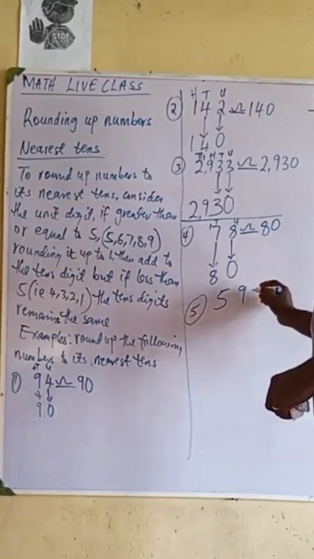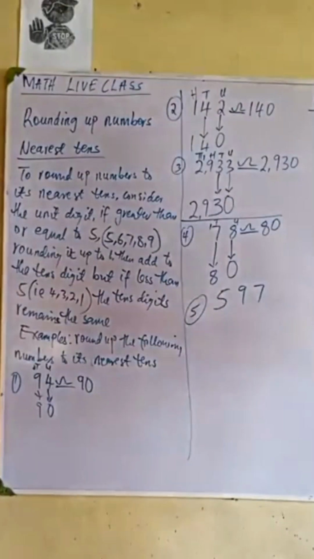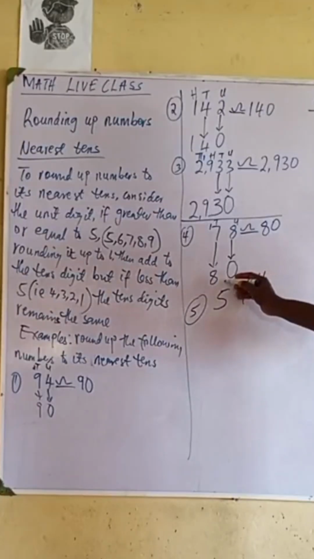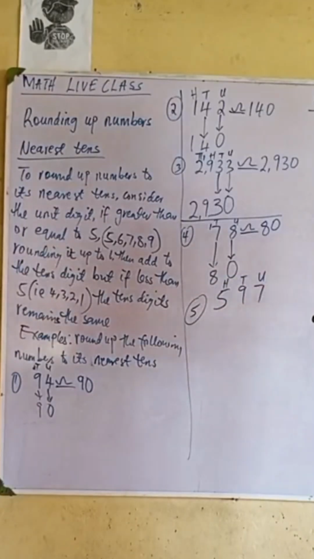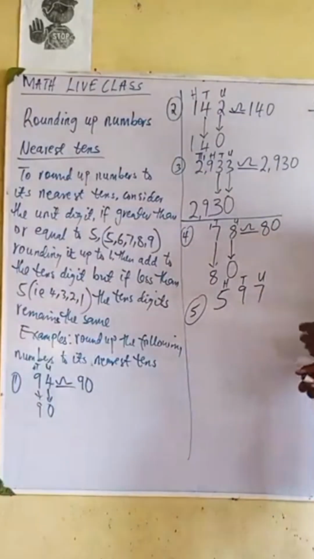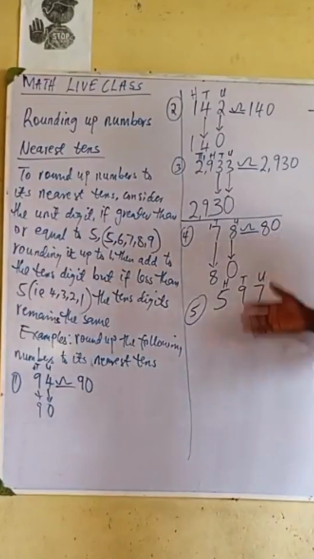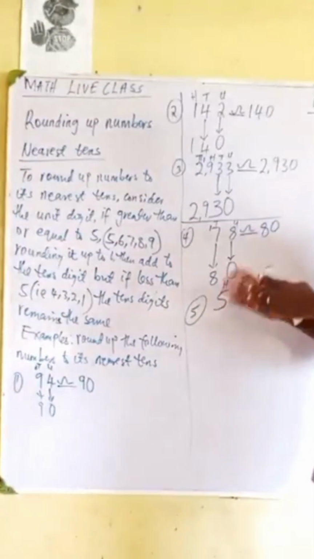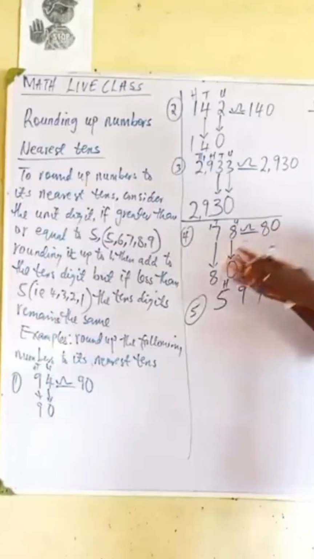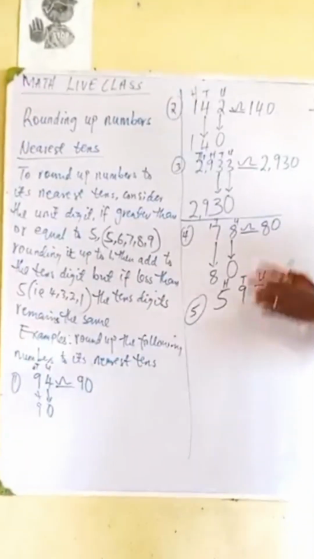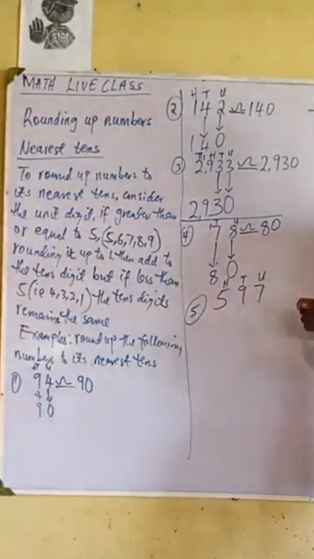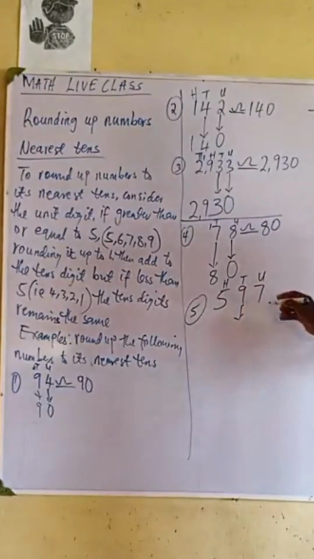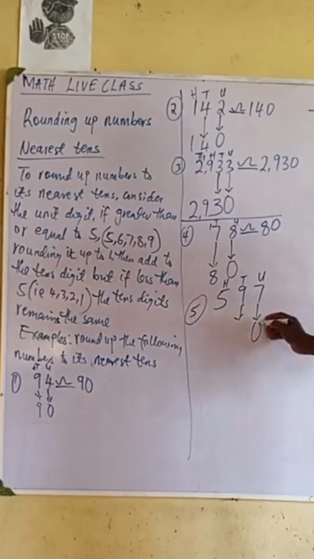We have here 597. Don't forget, this is units, this is tens, and this is hundreds. We are rounding up to the nearest tens. Please, if you have any question on what we are doing, if you need more explanation, I'm here to make you understand. At least make sure you understand one thing today. So we are rounding up this number to the nearest tens.